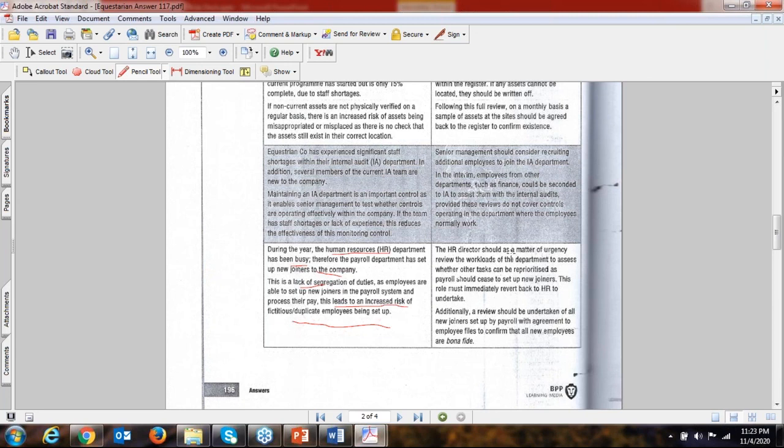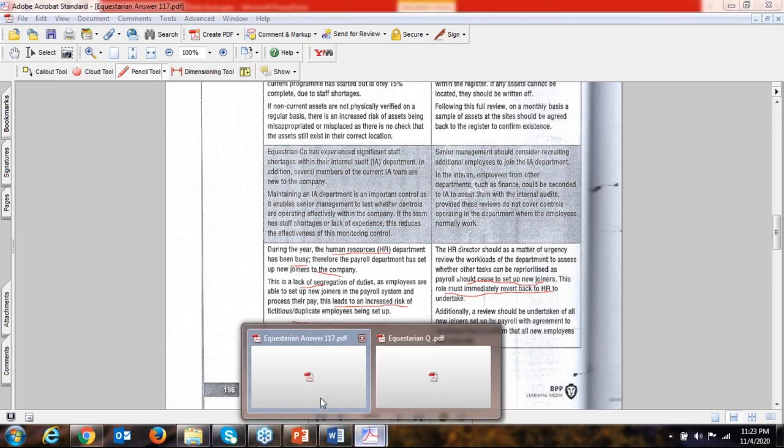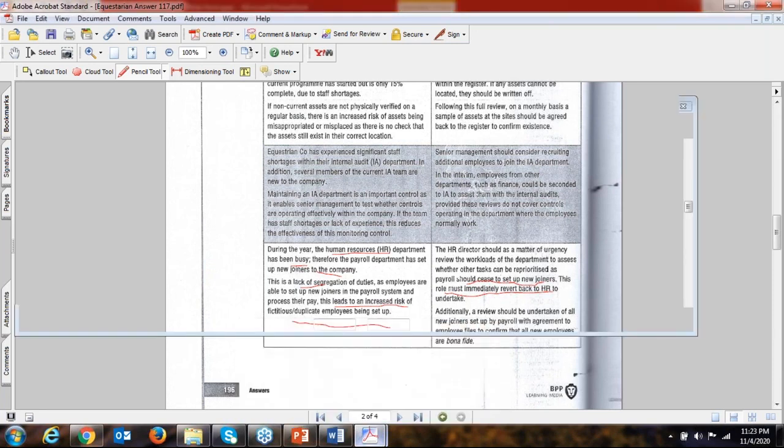Now, what should be the recommendation? Simply, the HR director should, as a matter of urgency, review the workload of the department to assess whether other tasks can be reprioritized, as payroll should cease to set up new joiners. This role must immediately revert back to HR to undertake. You can write down another recommendation, but here, according to the marks, you need to mention only one requirement. Okay, now let's continue and see one more risk, and then we will wrap up this session.